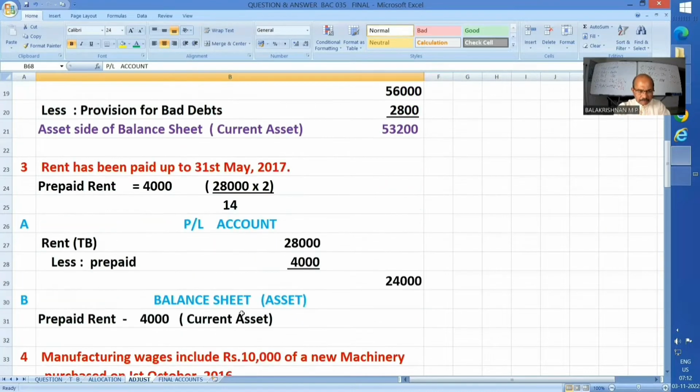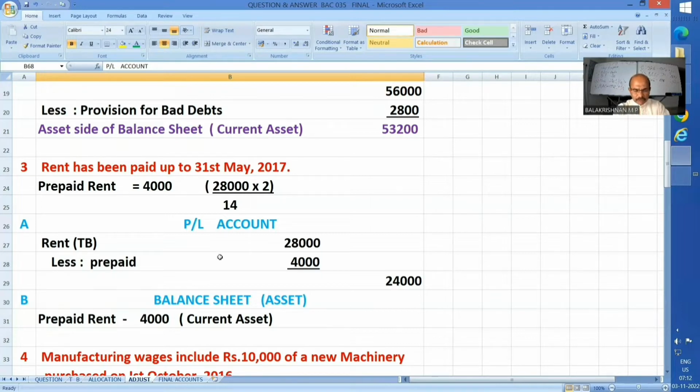Next one. Rent has been paid up to 31st May 2017. So we are finalizing up to March only. Naturally, April, May, 2 months extra. So 14 months, 12 plus 2. Overall rent we paid is 28,000. 28,000 divided by 14 per month rent is 2,000, into 2, 4,000.